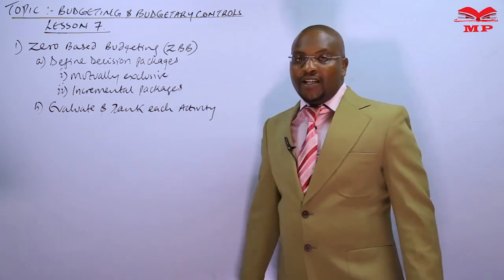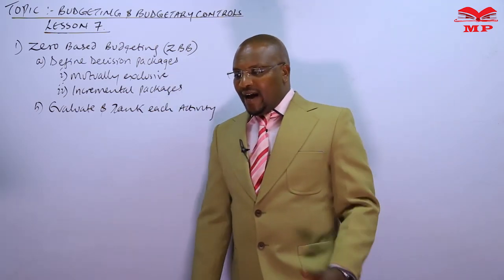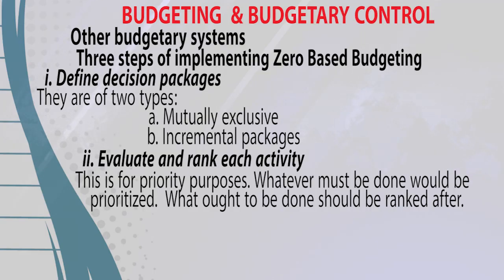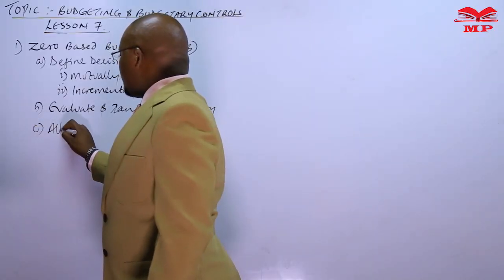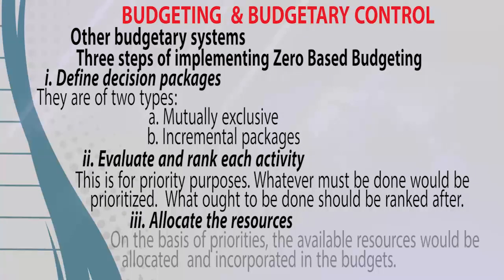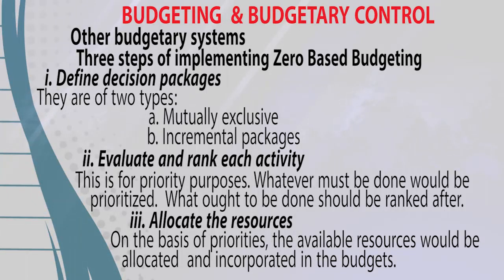And ranking is very important because it's going to enable us to give some priorities to some activities, some resources, some decisions, and not get confused when we start allocation of resources, which is our step number 3. So this is number C, which is allocate. Allocate the resources. Now, on the basis of priorities, the available resources would be allocated and incorporated in the budget.